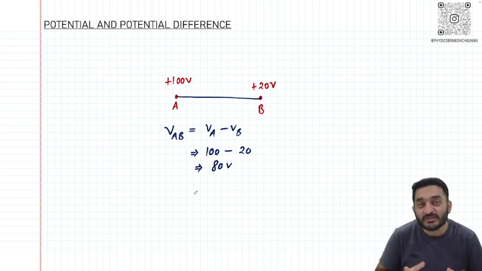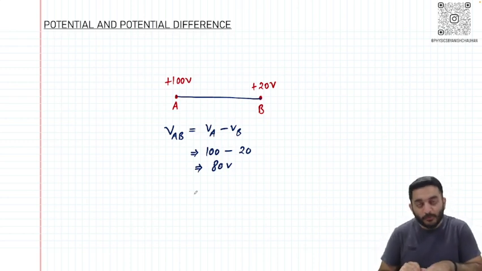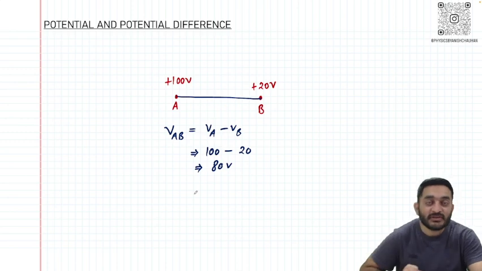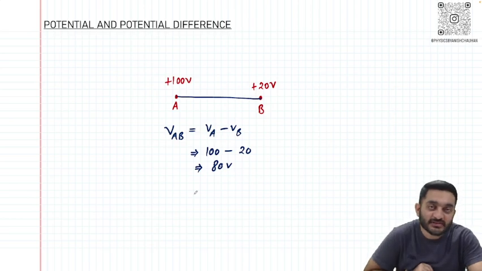So if I have to conclude this particular module, potential is actually the voltage at one particular point, and when it comes to the potential difference, you should always have 2 known points. So this is what we need to understand over here, and this is a very basic difference between potential and potential difference.